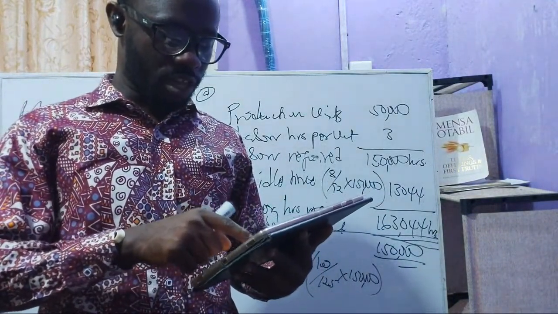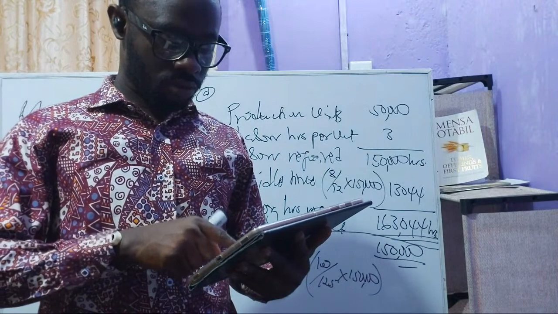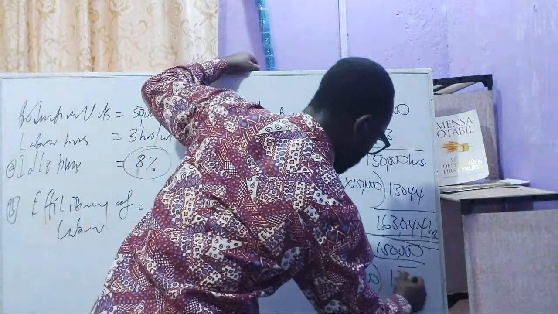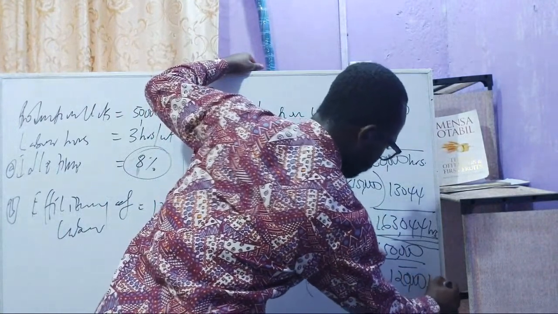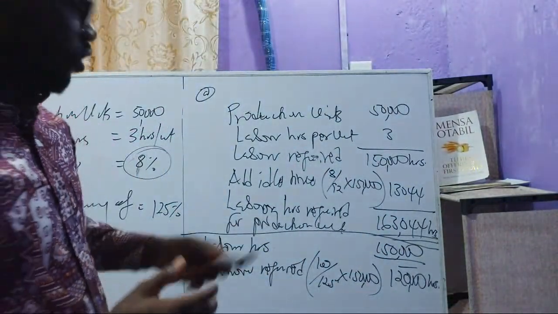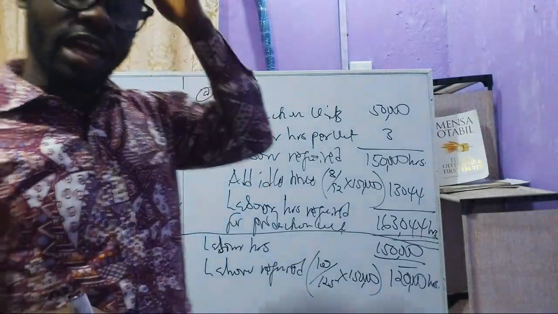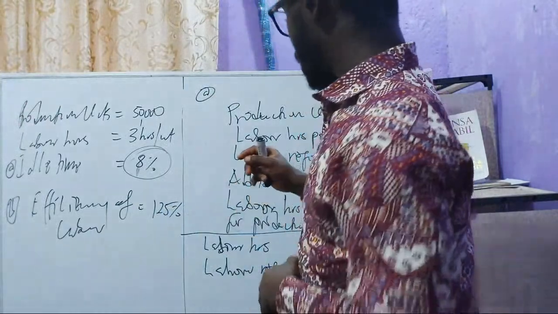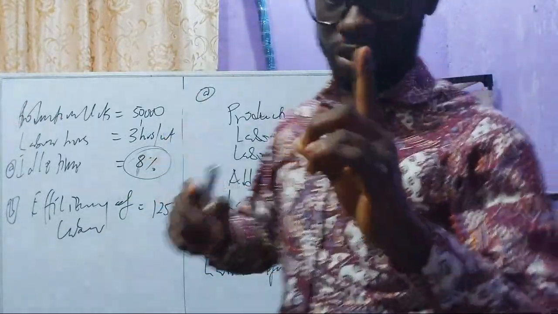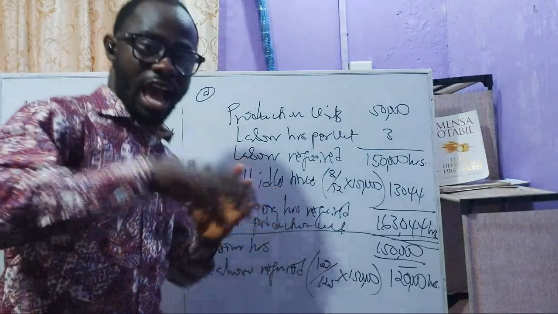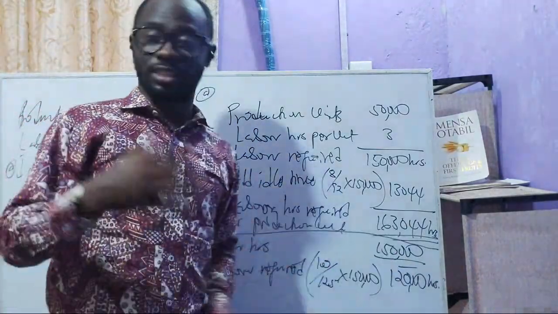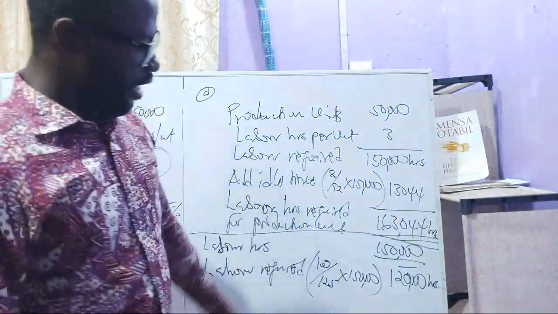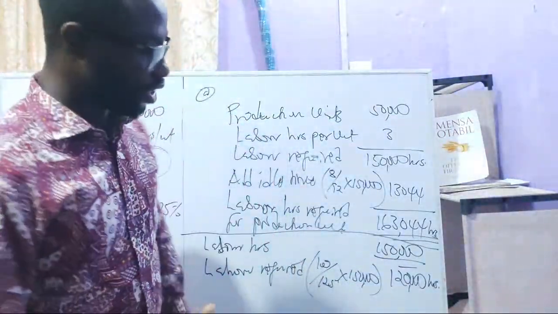100/125 × 50,000 = 150,000. So that means we need 120,000 hours. I hope you get the principle. So this is how we calculate the labor hours required, taking into consideration the issue in relation to idle time. You can see that with idle time, the hours shoot up to 168,044. But where labor is efficient, then it is reduced to only 120,000 hours.